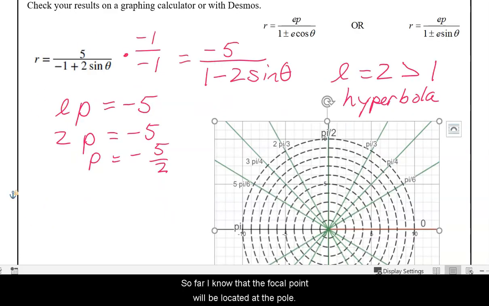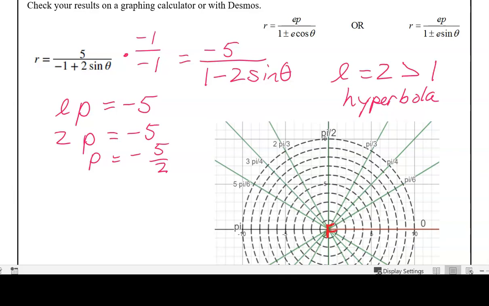So far, I know that the focal point will be located at the pole, and that the directrix line has to be above the pole because there was a negative in the denominator and the focal parameter was negative, and that's a double negative. It will be a location of 5/2 units away from the focal point, or 2.5 above. That would put it right about there. That's the first directrix line. There are 2 directrix lines.